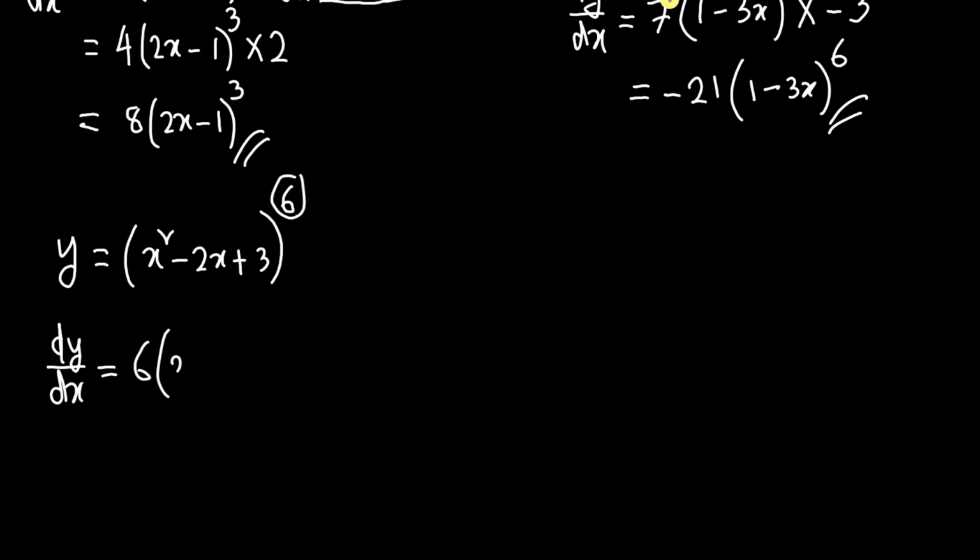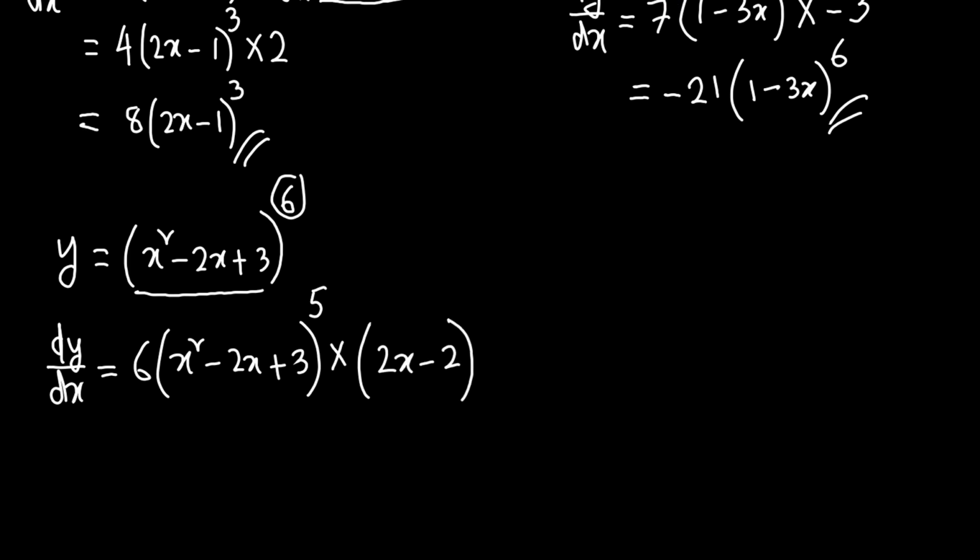Then from the power, and inside the bracket, write exactly what is there, which is x square minus 2x plus 3. Then from the power subtract 1, which is 6 minus 1, 5. Now inside the bracket, you can also differentiate, which gives us 2x minus 2. So what is your final answer?